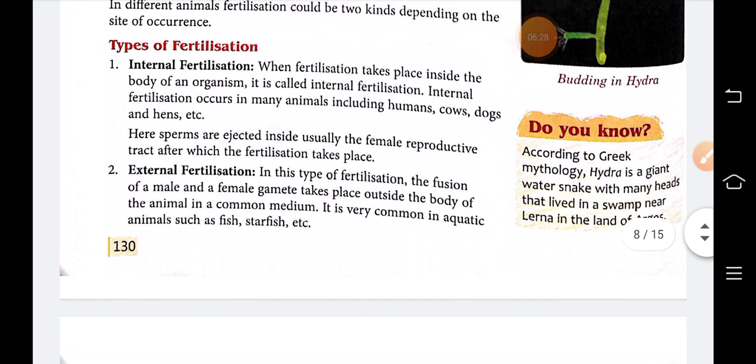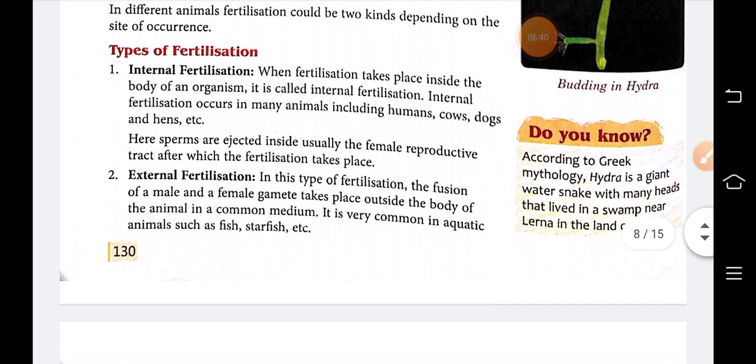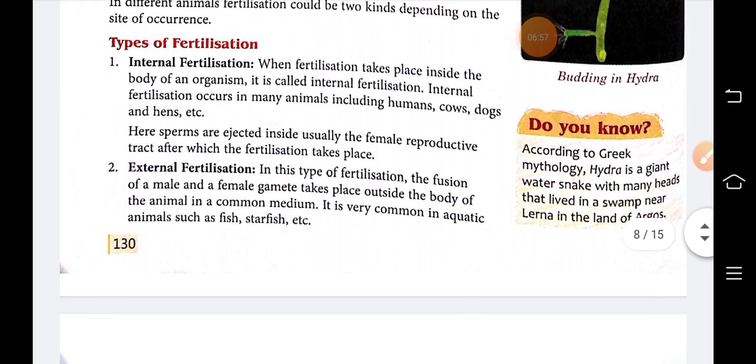And it is very common in aquatic animals. That means the animals that live in water, in that type of animals, external fertilization takes place. Examples are fish and starfish. Here the male and female both release the sperm and ovum in the water, and in the water the fertilization takes place.